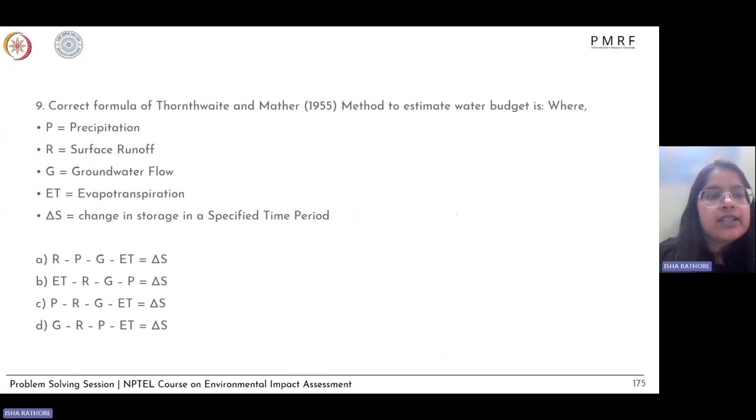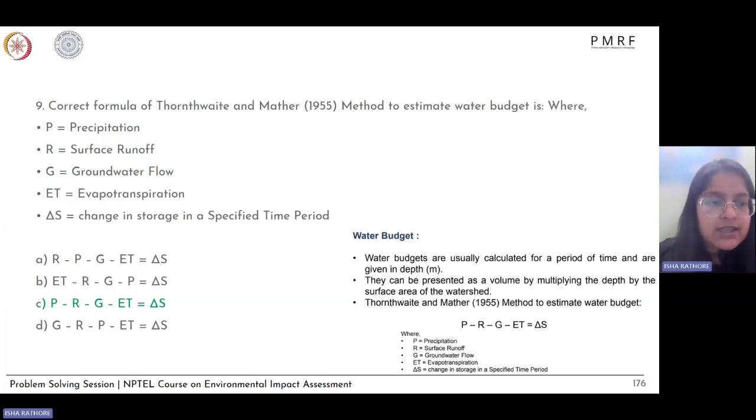Moving on. The correct formula of Thornthwaite and Mather 1955 method to estimate water budget is, where P is precipitation, R is surface runoff, G is groundwater flow, ET is evapotranspiration, and delta S is change in storage in a specified time period. So the correct answer is C, that is P minus R minus G minus ET is equal to delta S, that is precipitation minus surface runoff minus groundwater flow minus evapotranspiration is equal to change in storage in a specified time period. So C is the correct answer, which is used for calculating water budget.